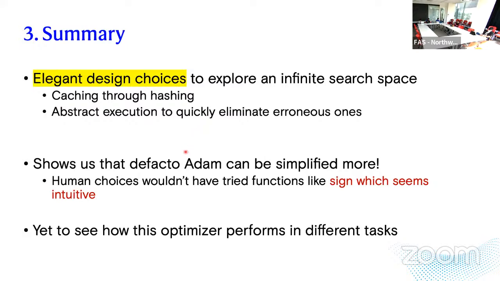And it shows that a human choice would not have tried this sort of sign function, which is unintuitive. It reminded me that this evolution process has discovered something which goes against our intuitions, but it performs well.